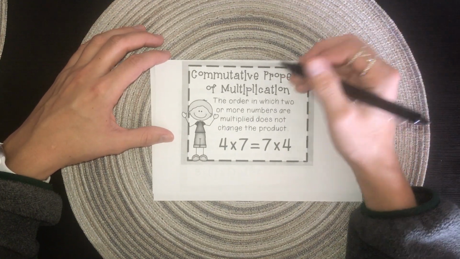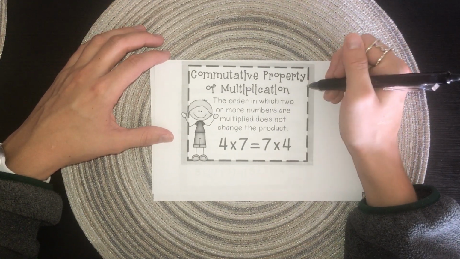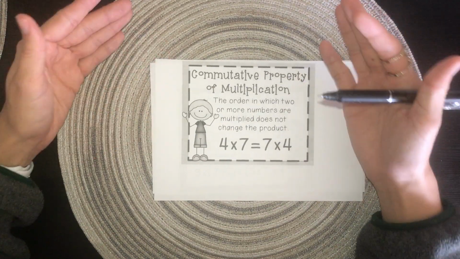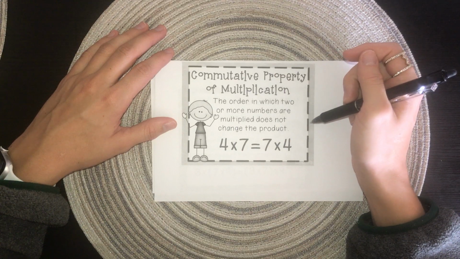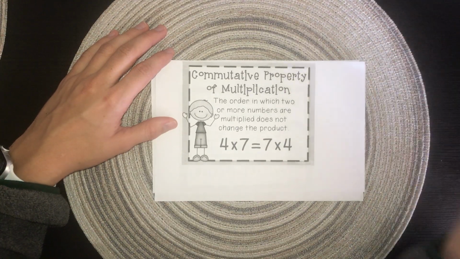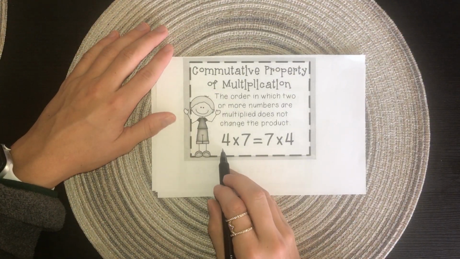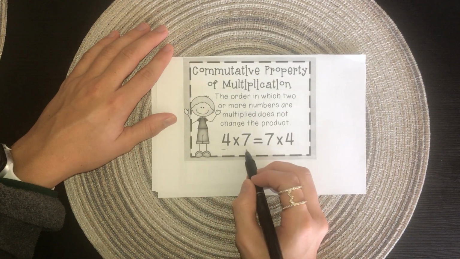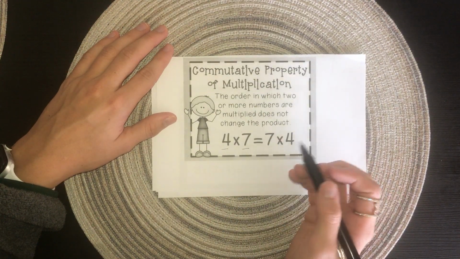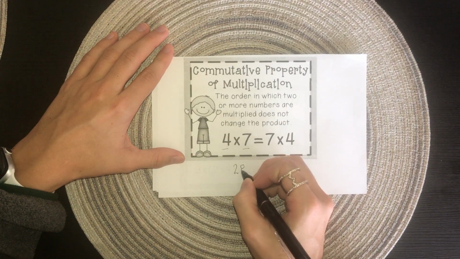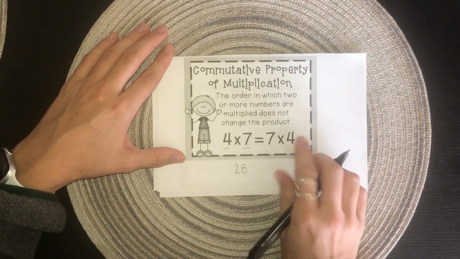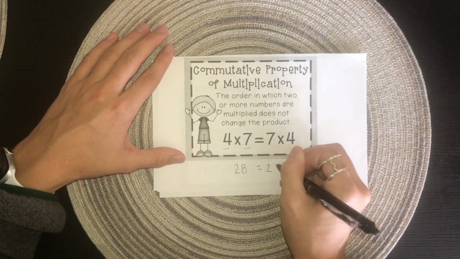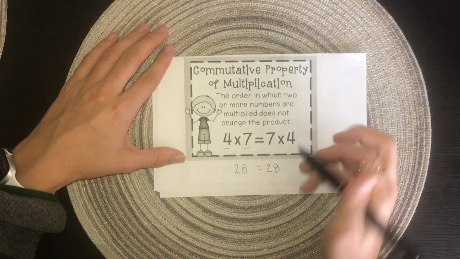The next one is the commutative property of multiplication. This is about the order. The order in which 2 or more numbers are multiplied does not change the product. What they show here is the number 4 times 7, which we know is 28, is equal to 7 times 4, which we also know is 28. So 28 is equal to 28.